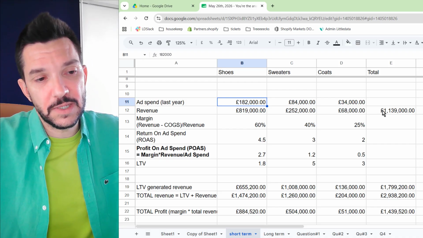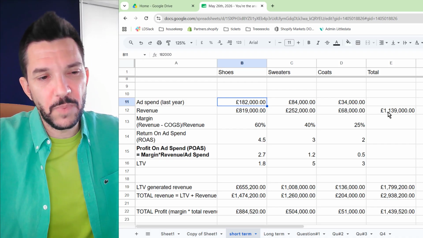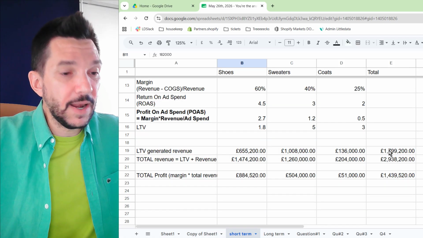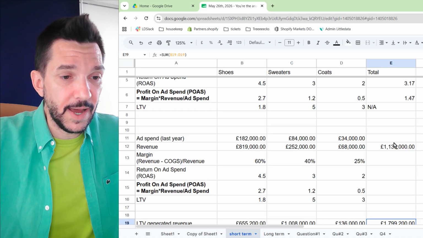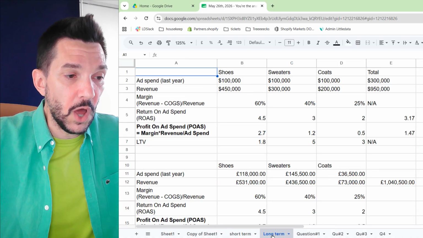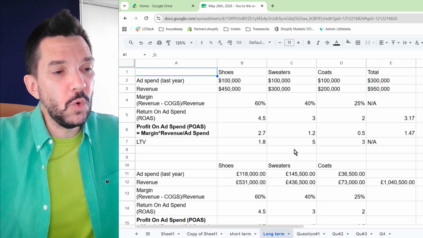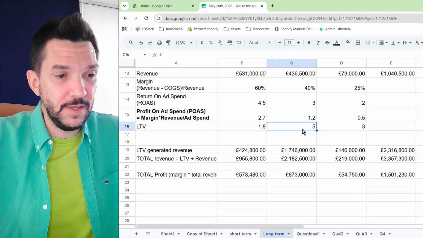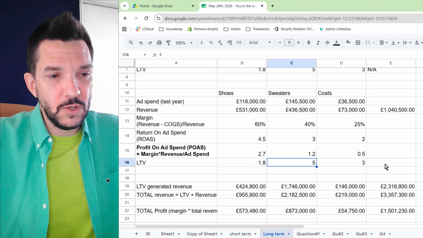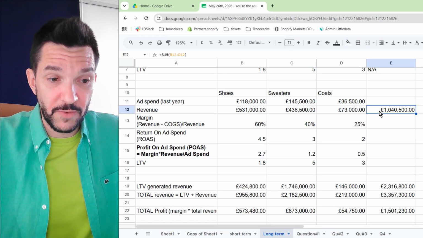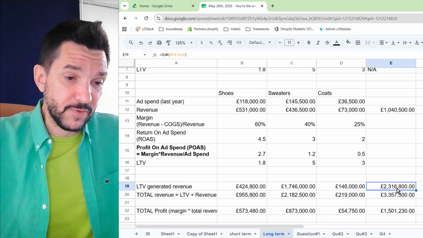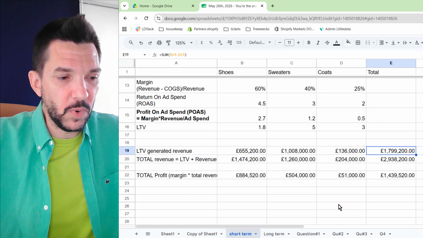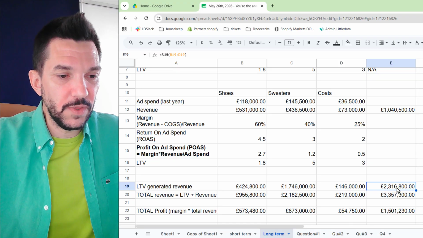You see it gets almost 1.13, 1.14 million back, but the lifetime generated revenue is not that high. Whereas if you go for a long-term strategy, you would go with the product that has the highest LTV ratio, and then you see the immediate revenue is somewhat smaller, but the lifetime generated revenue is higher than the short term's 1.8 million. Here it says 2.3.